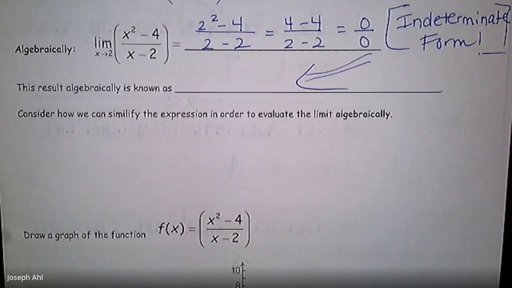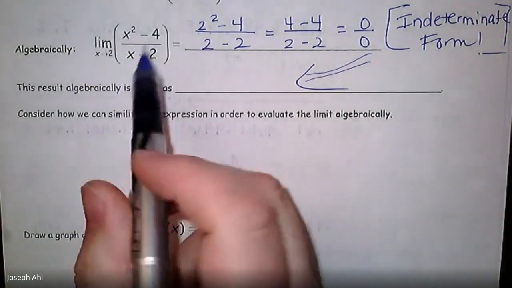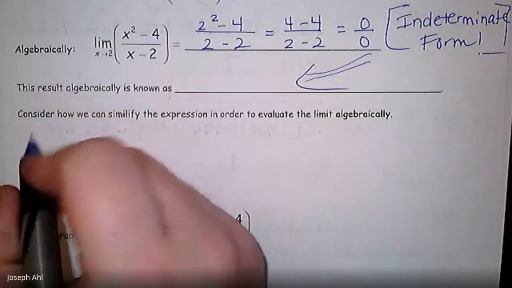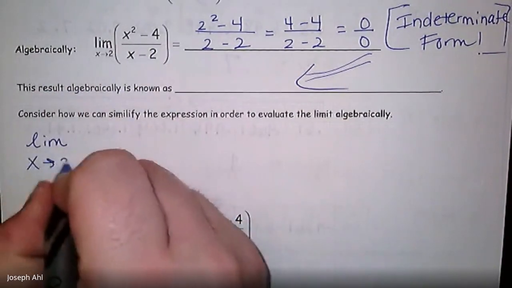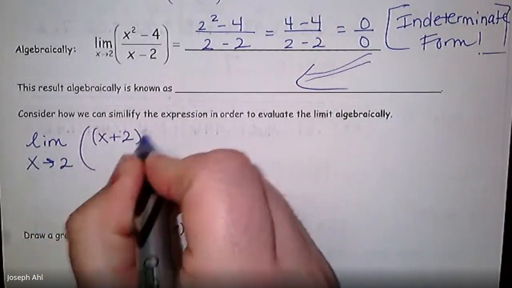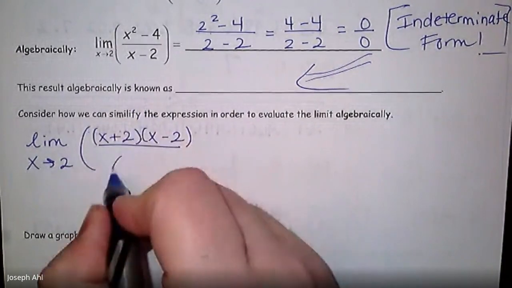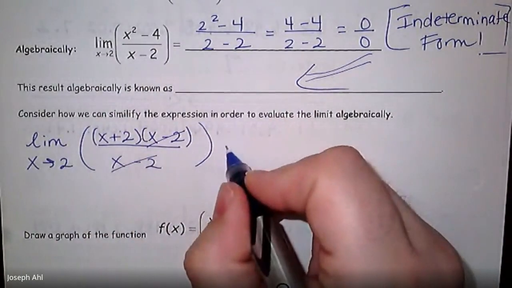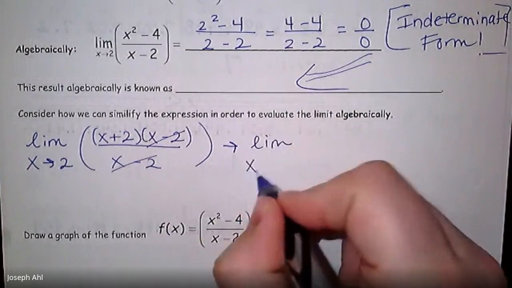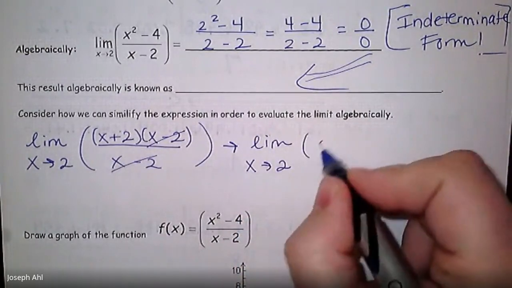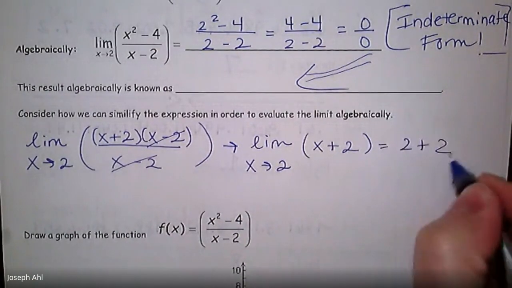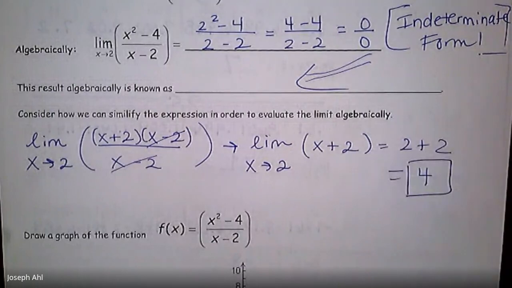So how are we going to get 4 algebraically then? Is there a way to accomplish that? And the answer is, of course. We can simplify the expression inside here and then evaluate the limit, because maybe you've noticed that the top is factorable. So if I change this to the limit as x approaches 2 of, the numerator is x plus 2 times x minus 2 over x minus 2. Those x minus 2's cancel out, and this problem turns into the limit as x approaches 2 of the quantity x plus 2. So now if I plug in that 2 for x, I get 2 plus 2, which is my answer of 4 from the table.